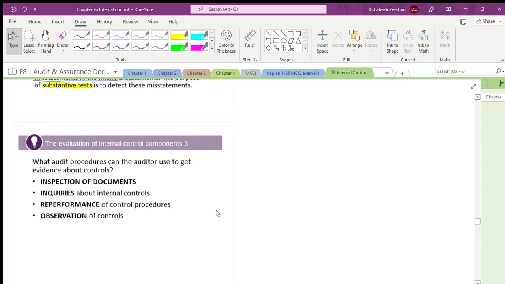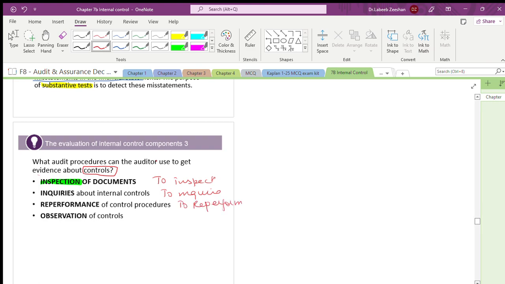Now, what audit procedures can the auditor use to get the evidence on whether the controls are effective or not? What is the procedure we adopt? When we are talking about the procedure, these are the verbs we have to use. Auditors can obtain the evidence by inspection, to inspect. We say to inquire. To reperform.